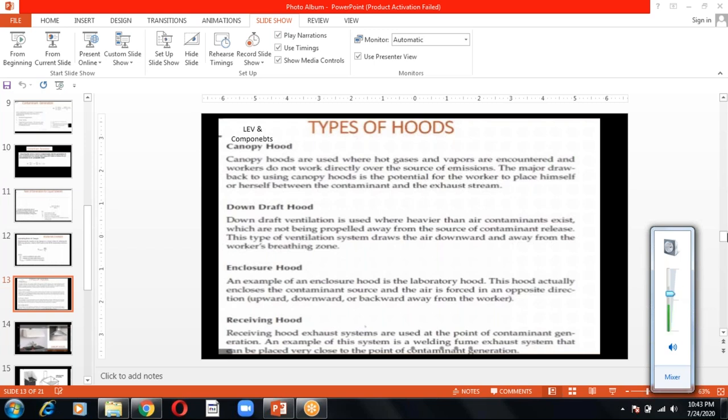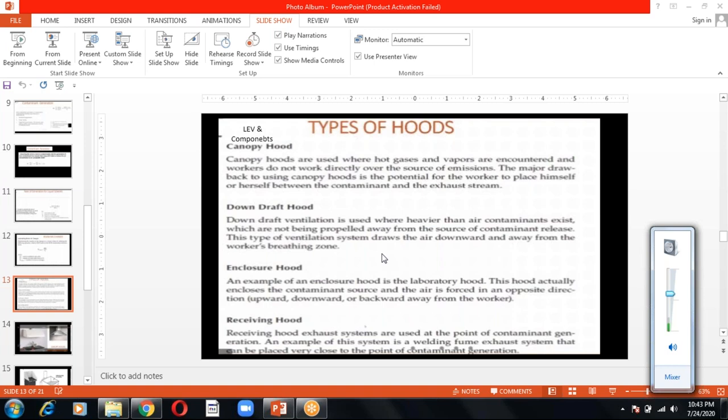And related to the canopy hood, which he has mentioned, the question is like this: would a canopy hood be considered an acceptable ventilation system for a large solvent dip tank? The options: because the hood would be unacceptably large; large fans are needed; contaminant is drawn through the breathing zone; a hood would get in the way of the lifting device.